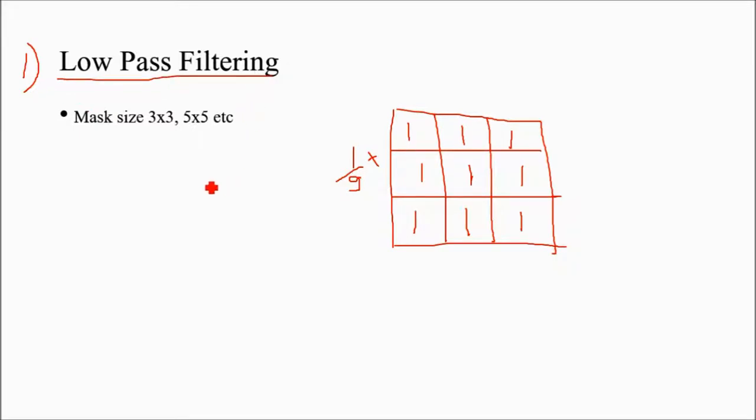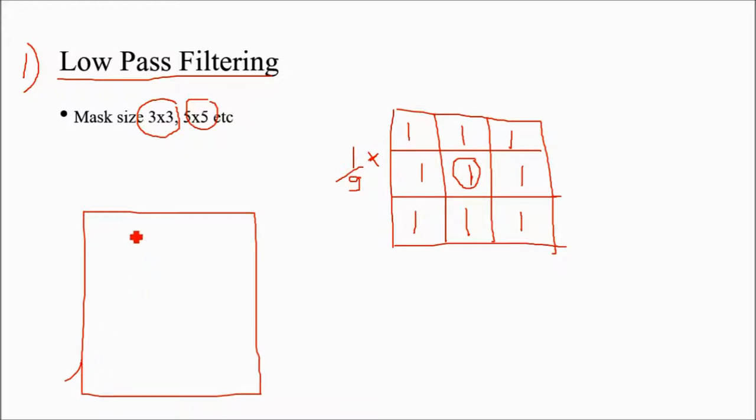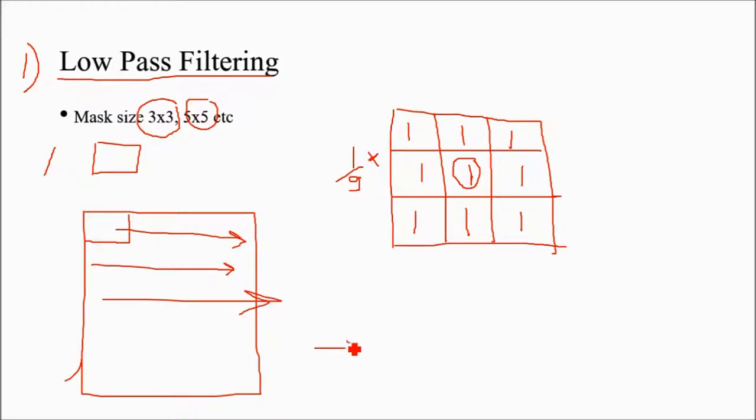In low pass filtering, we will use a mask, a 3x3 mask or 5x5 mask, because we need a center. This is the low pass filter mask with all ones, divided by 9. While applying low pass filtering over the image, suppose this is the image and this is the mask, you have to move this mask over the image horizontally, and then like this over the image, and find the output.